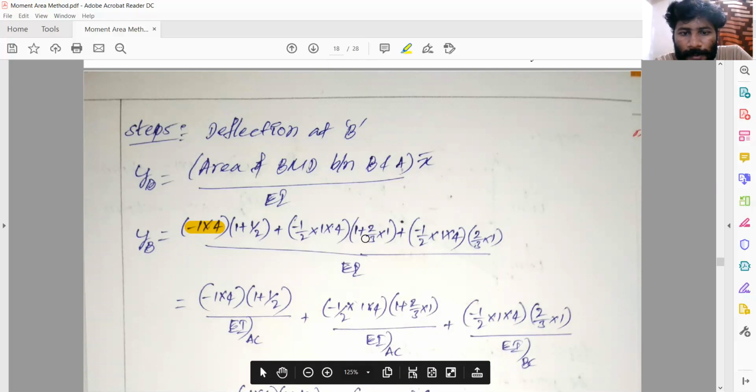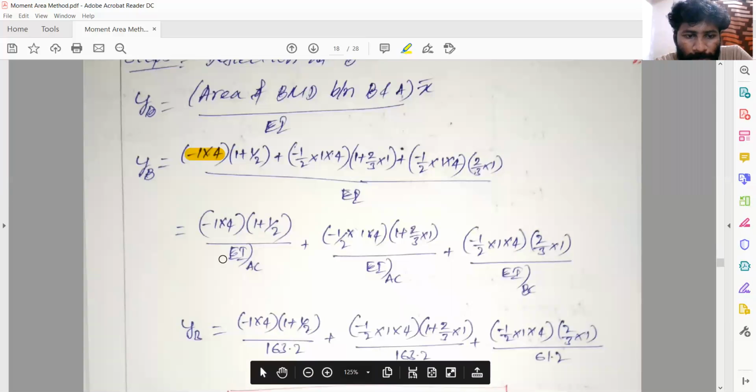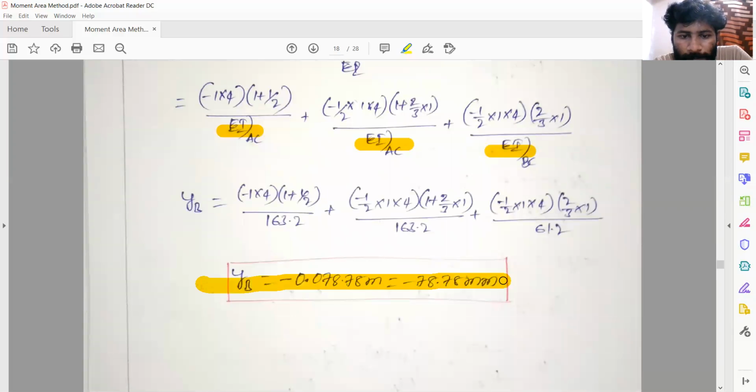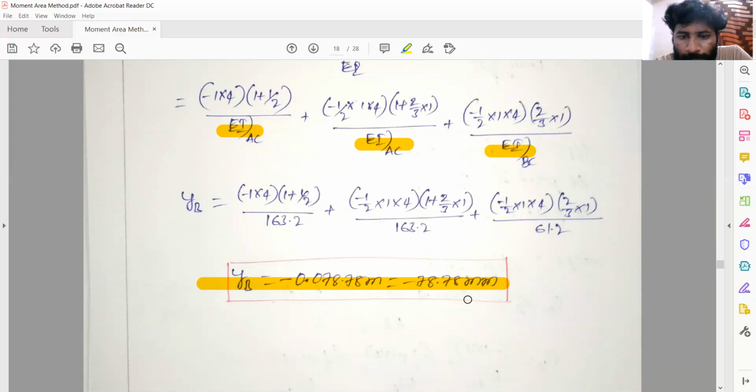Similarly, we have to do this for the different areas and the corresponding distances between the centroids of the areas and the point where we want to find the deflection. Again, we have to substitute EI values differently, because different portions have different EI, as it is a non-prismatic member. So finally we get the deflection, a negative deflection. It's around 78.78 mm vertically downward.